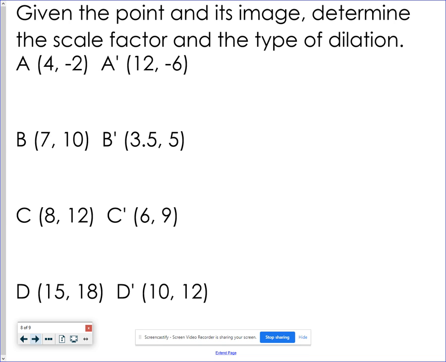In these problems, if I'm giving you a pre-image point, like the original point, and the new image, I want to know what the scale factor is and what kind of dilation it is. So without seeing a graph, we should be able to make these determinations also. Looking at A, to go from 4, -2, then A prime is 12, -6. Well, both of those numbers are getting multiplied by 3, right? So that means that my scale factor is 3. And since that's more than 1, that's going to be an enlargement.